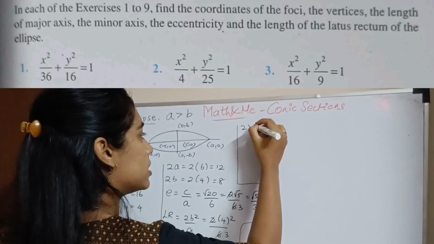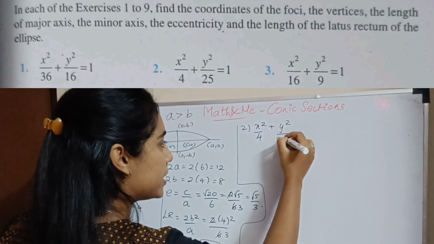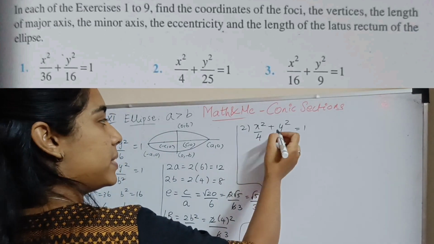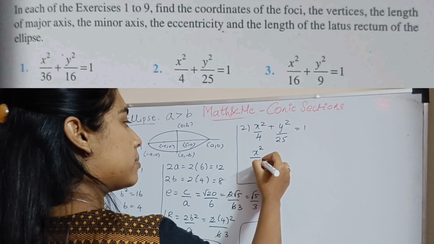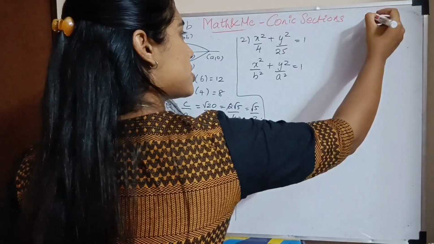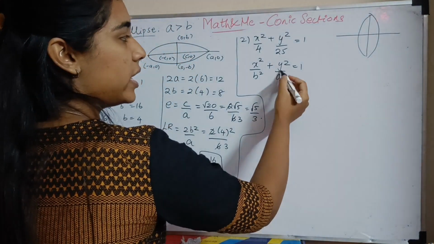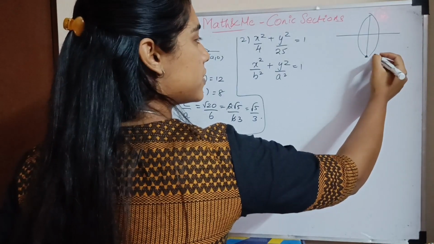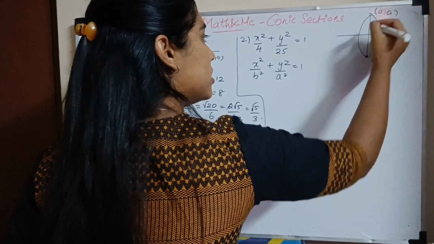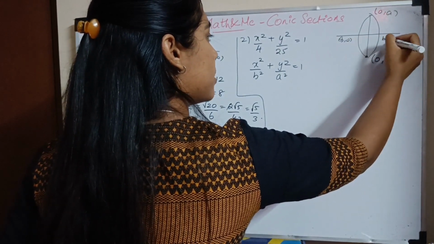x square divided by 4 plus y square divided by 25 equals 1. So a value is greater than b. So what is the general form? x square by b square plus y square by a square equals 1. So how does your ellipse look? It is along the y axis. Y has the a value. So the coordinates of this are 0 comma minus a, 0 comma a. This is minus b comma 0 and b comma 0.